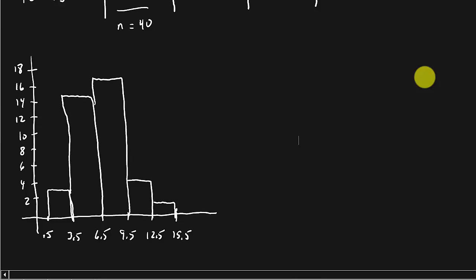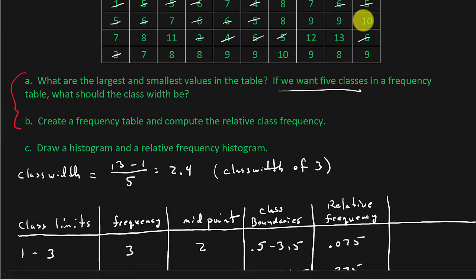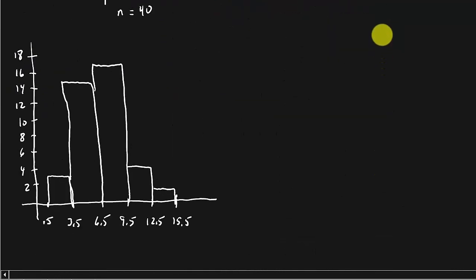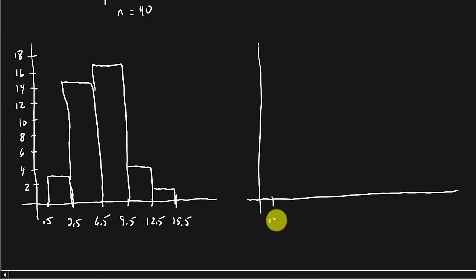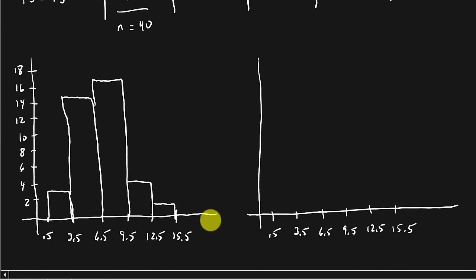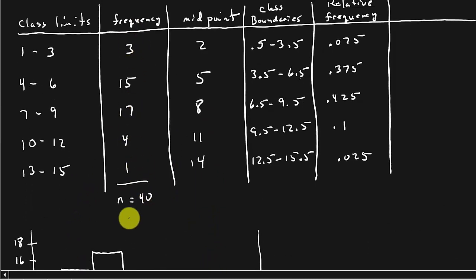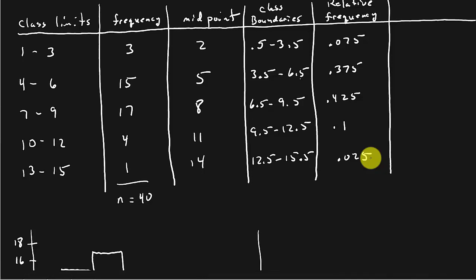Now they also wanted us to do a relative frequency histogram. So look, it's going to be done the same way. So let's draw this. So we're going to have the 0.5, 3.5, 6.5, 9.5, 12.5, and 15.5. All right. Now, we're going to draw the bars just like we did here. But on the histogram, to determine the height of the bar, we use what? We use the frequencies. To determine the height of a relative frequency histogram, we're going to use the relative frequencies here. So it's not really that difficult to do.